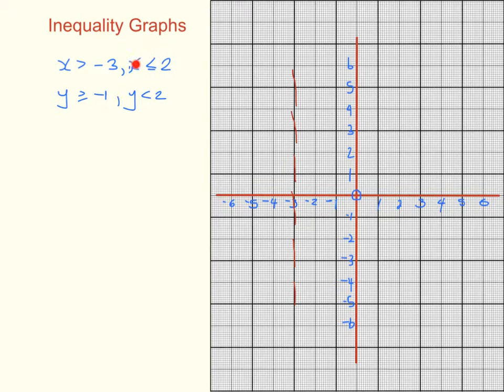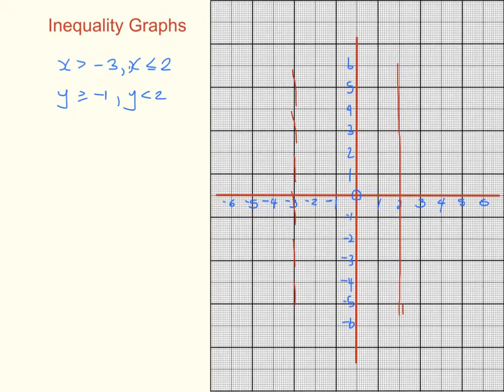X is less than or equal to 2. So x is 2 is going to be there. So this whole line is x equals 2. This needs to be a solid line because we've got the equal to going on there. So go to that line and draw a solid line going all the way up there. You don't have to make it too long.